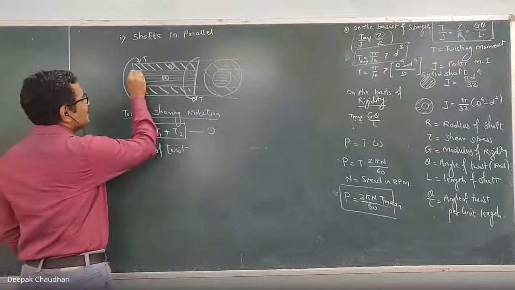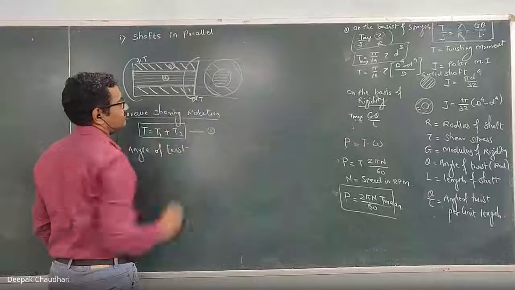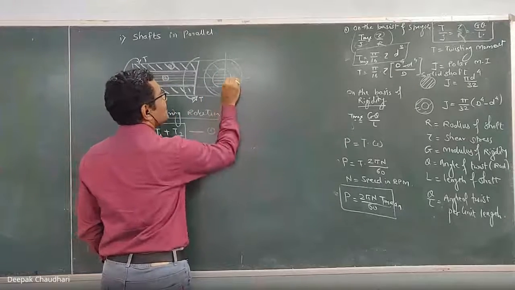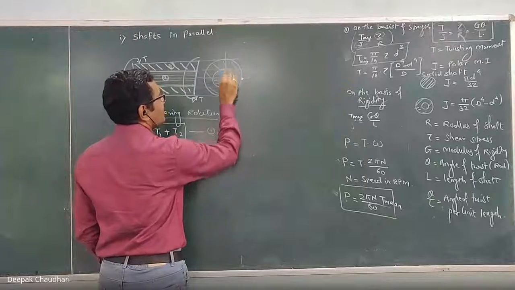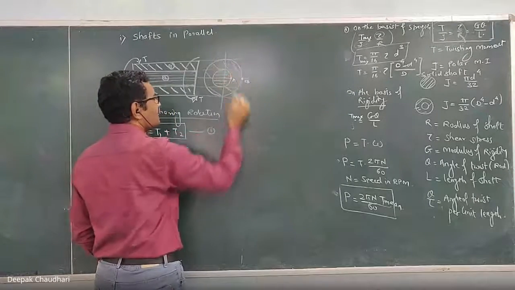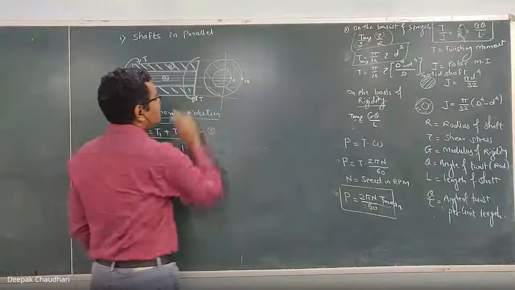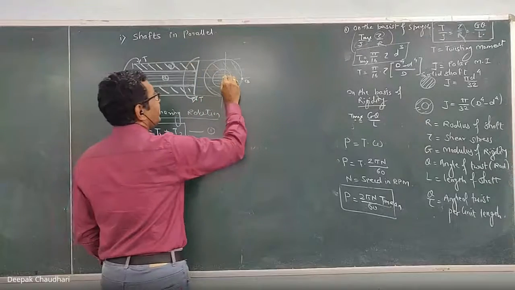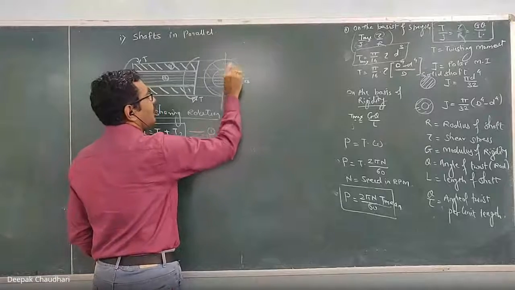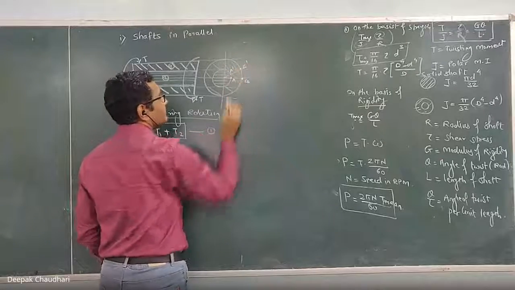Now since these two shafts are rigidly connected, suppose this is the position of any point A on the surface of the inner shaft, and B is the position of any point on the surface of the outer shaft. Let this be the initial position, and because of this twisting moment, it gets twisted like this. So A shifted to A dash, B shifted to B dash.